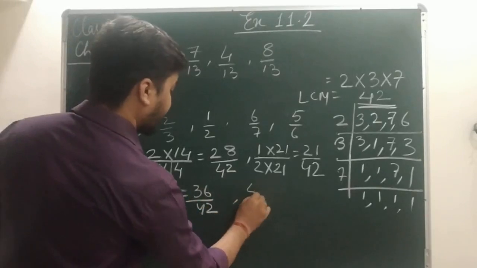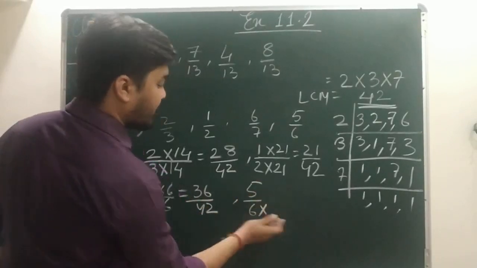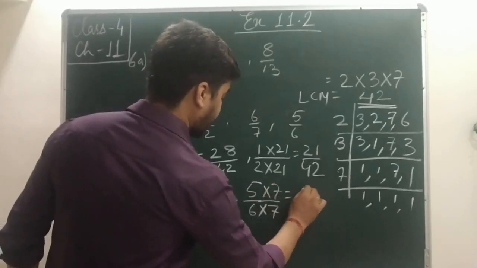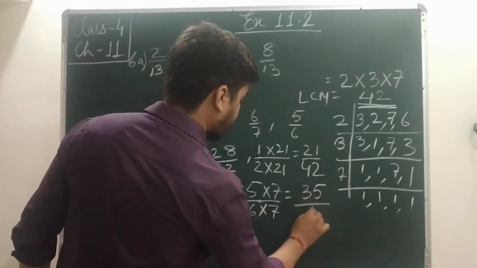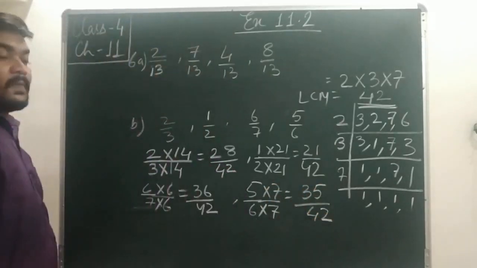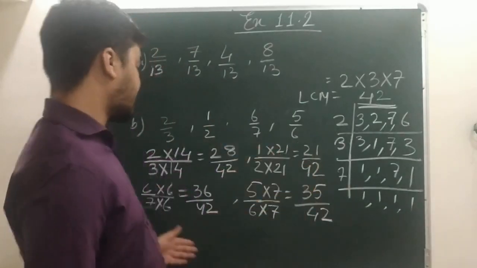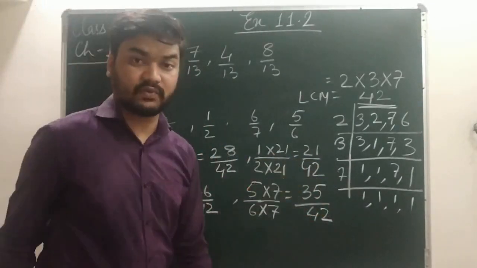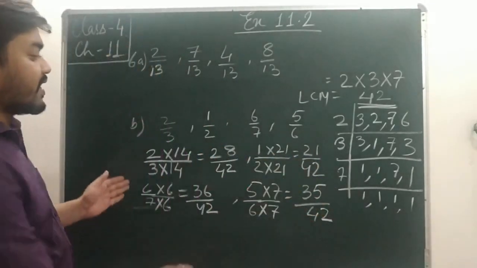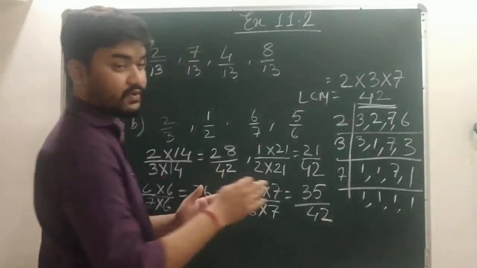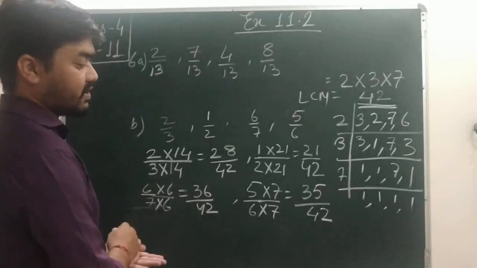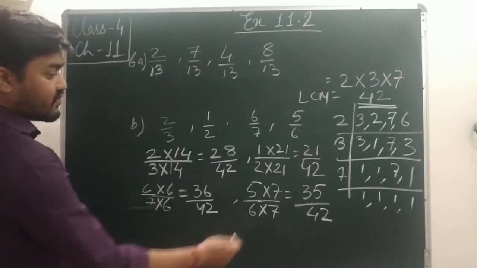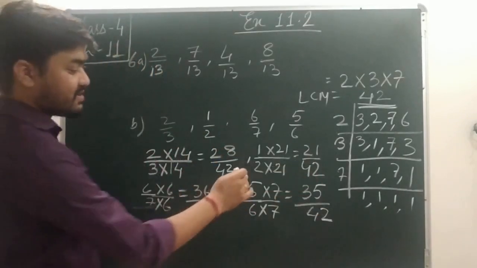And lastly, 5 divided by 6. How can we make 42? By multiplying by 7. Okay, now see, we have changed the denominators. We have made all the denominators equal. Now we have to compare and arrange in ascending order. The smaller number we will write first. So that is 21 by 42.